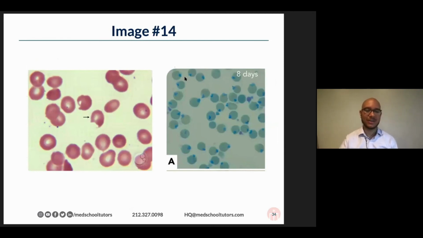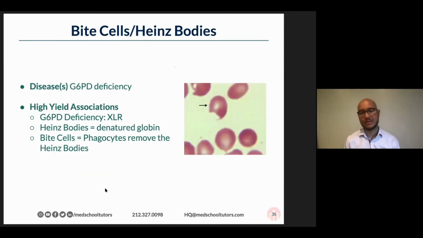What are we looking at here, folks? Folks are putting both the finding and the diagnosis in the chat. So good. So on the left, the arrow is absolutely pointing to a bite cell. On the right, we see Heinz bodies. Some of you are so good in the chat. My goodness, you have the image on the left, the image on the right, you have the disease. As folks have already been putting in the chat, this is really classic for G6PD, right?